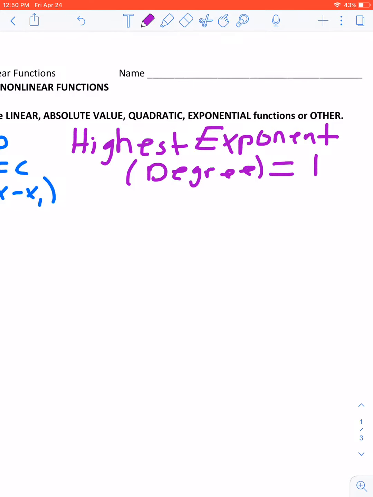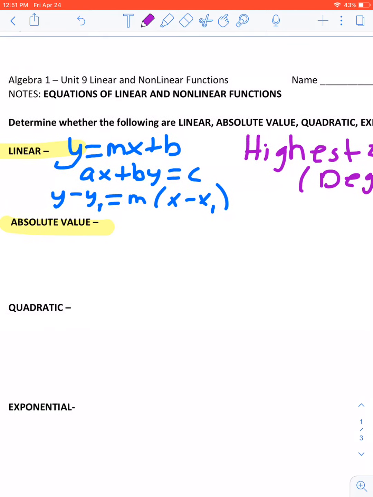So when you look at an equation and the highest exponent there is 1, there's no 2, there's no 3, there's no variable exponent, right away you know it's linear. And then also if it's in any of these 3 forms.